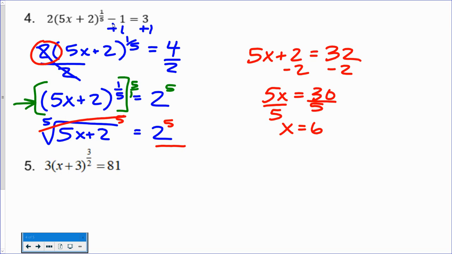You can leave it in the rational exponent form the whole time, or you can change it to the radical form. Whatever makes more sense to you, you're doing the same steps either way, it just has a radical instead. Okay?